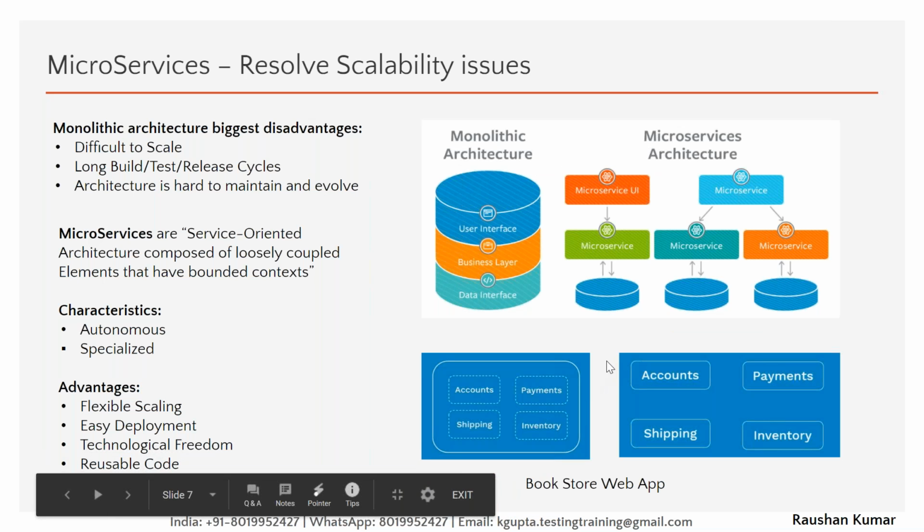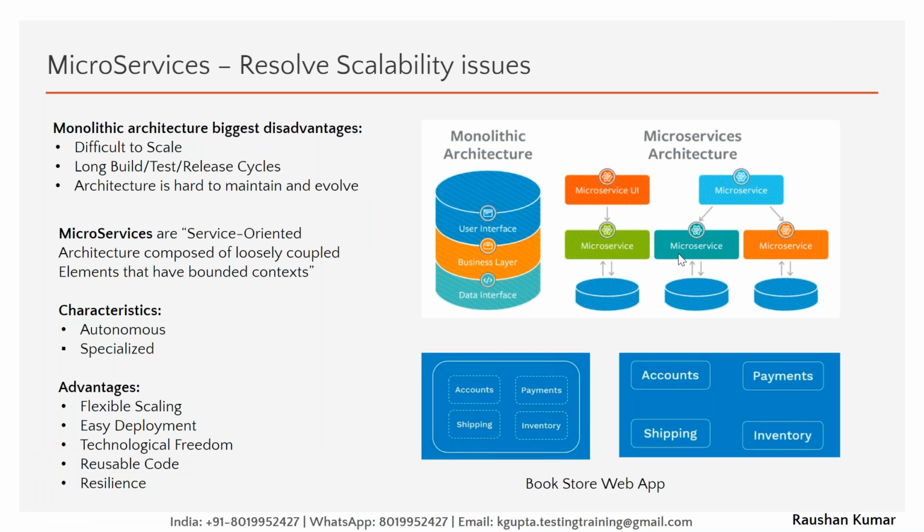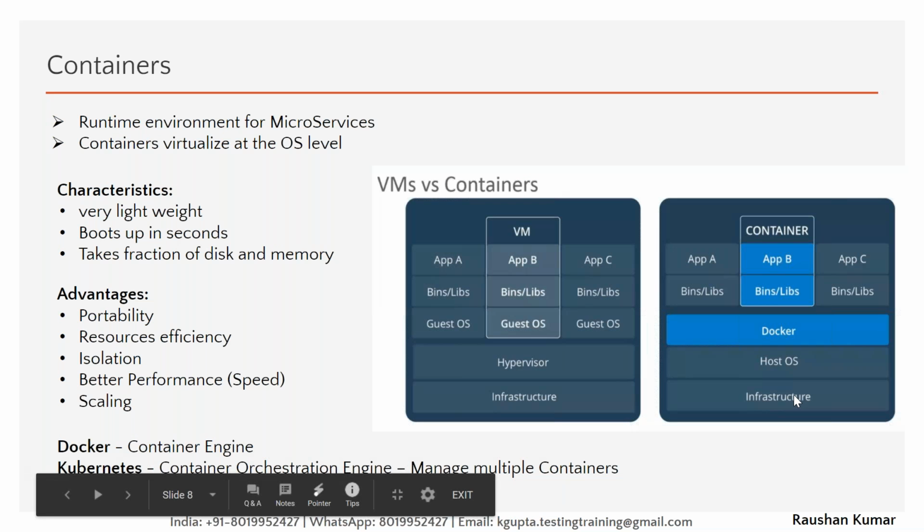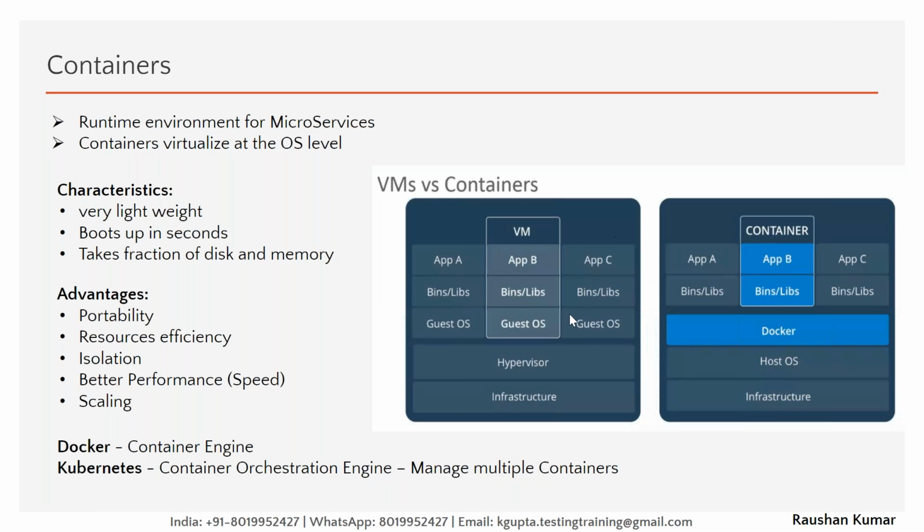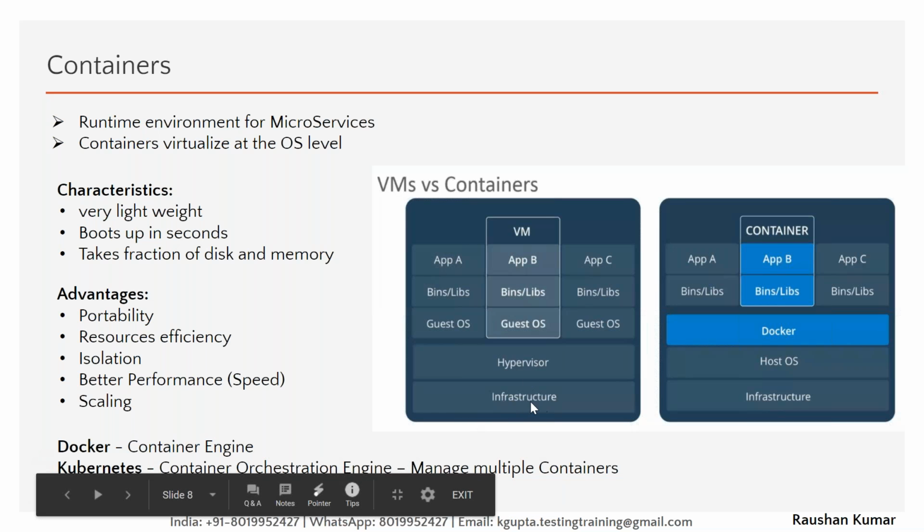So the next question is, where do these microservices run? They run in containers. I'm just showing the difference here between the VM and the container. This is my VM A, virtual machine A, virtual machine B, virtual machine C, and these VMs virtualize at the hardware level. You can see we have a different guest operating system for each.